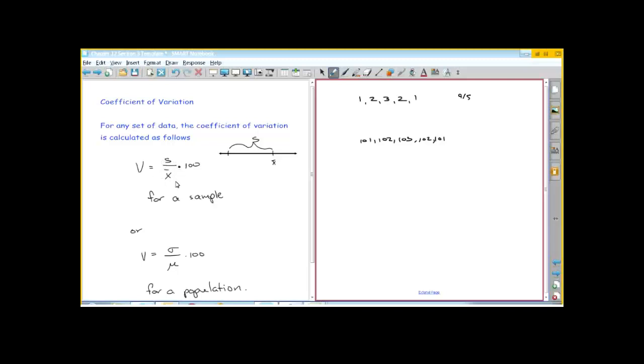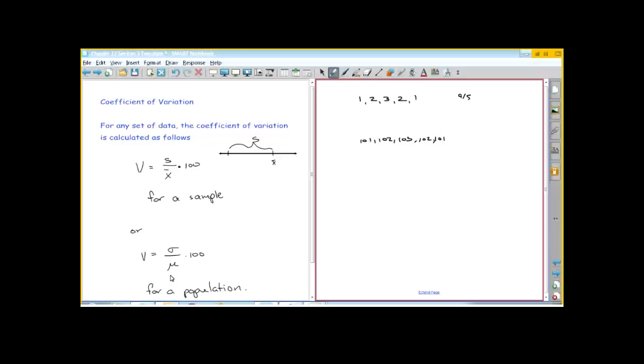This is the coefficient of variation for a set of sample data, which is what we normally deal with. If you have a population, meaning everybody or every possible instance of something, then instead of using S for standard deviation, you use sigma. This is the sample standard deviation. This is the population standard deviation.